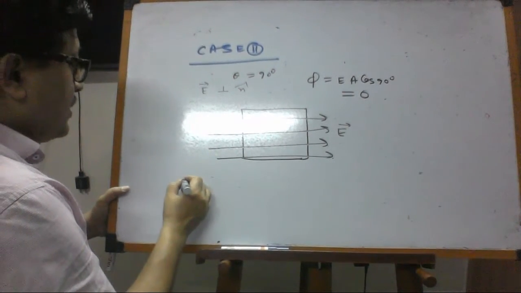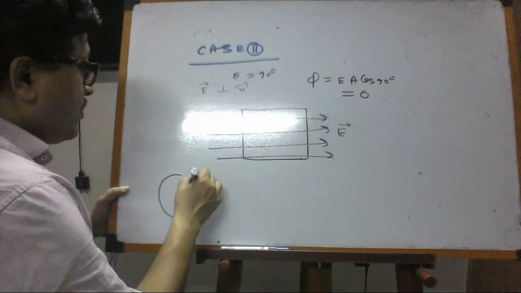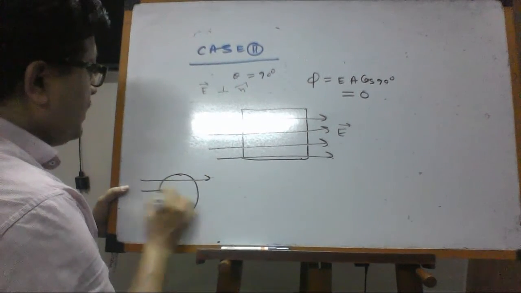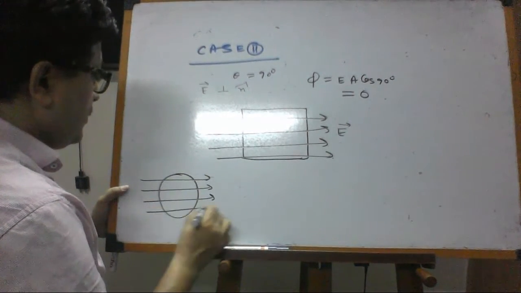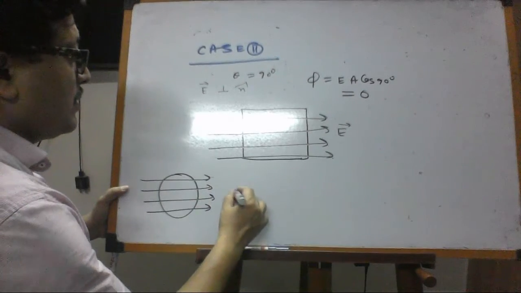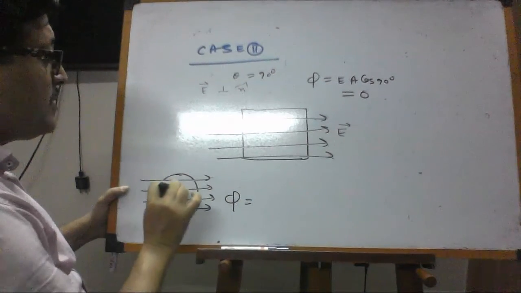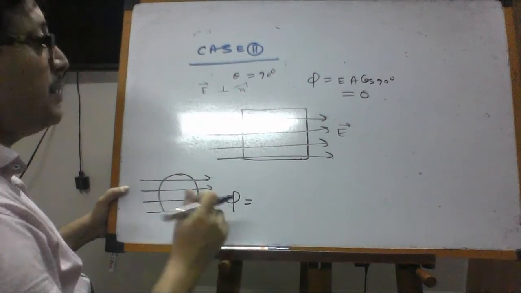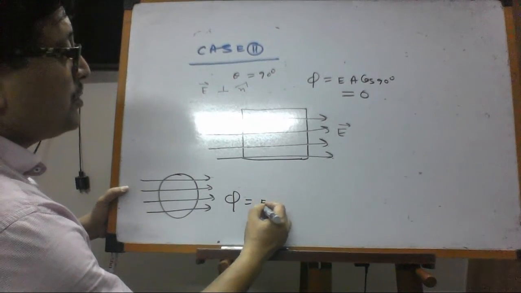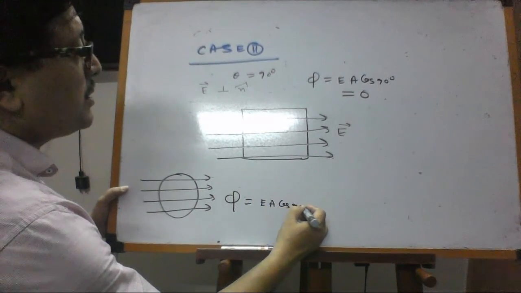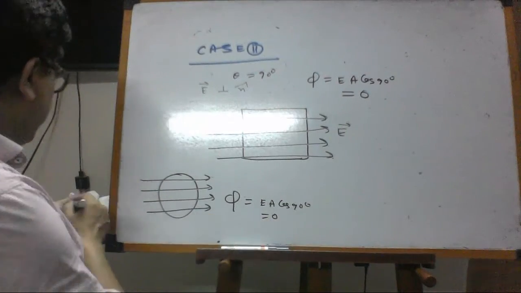Now, if we consider a circular area this manner, in that case also phi will be equal to... here the area vector is directed this manner, coming out, n cap. So here also phi equals E A cos 90 degree. That is equal to 0.